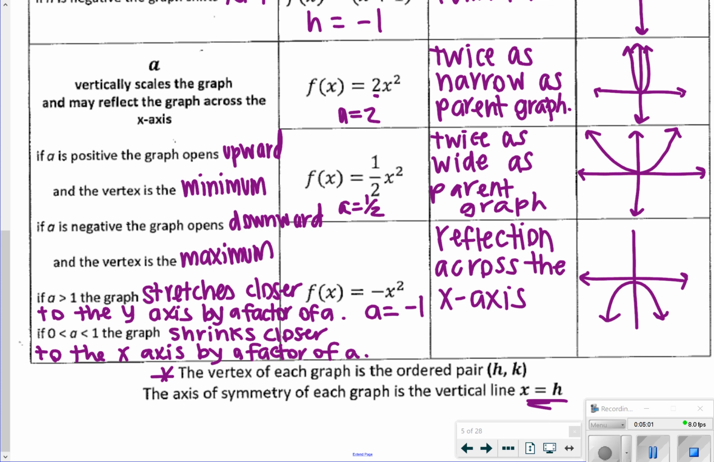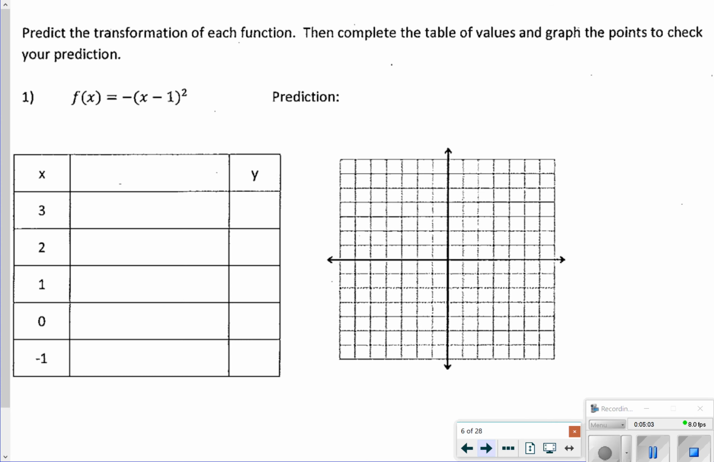Now that we have our study sheet filled out, let's move on to this table of values example. We're going to try the first one on the first page, and then maybe talk about the ones on the back page too. It says, first predict the transformation of each function, and then complete the table of values and graph the points to check your prediction.